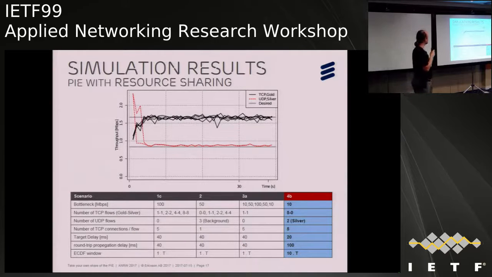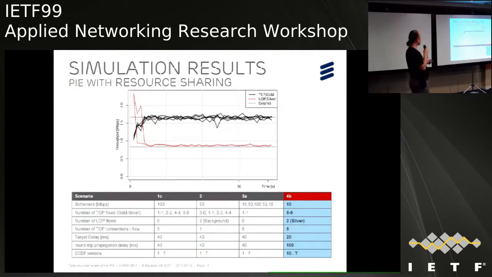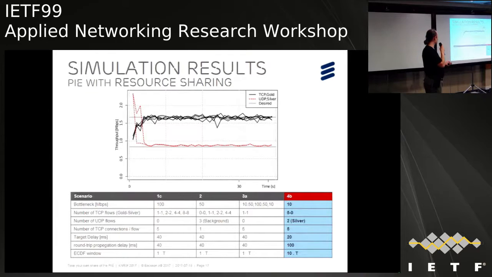And in the final results I'm presenting, we wanted to compare it to the actual PIE resource sharing. So this scenario is as close to the scenario in the PIE paper as possible. So we have a 10 megabit per second bottleneck, 5 TCP flows, 2 UDP flows, and the target delay and round trip time are like in the PIE paper.